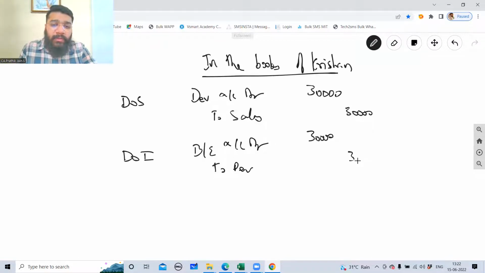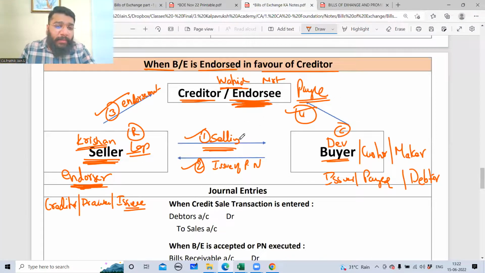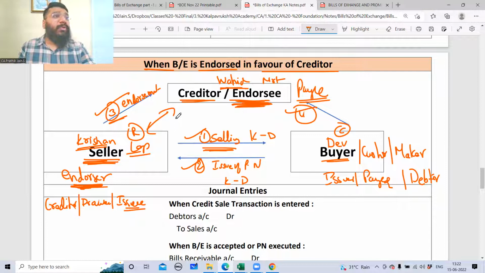30,000, 30,000. So the first transaction is happening between Christian and Dev. The second transaction is happening between Christian and Dev, so both will record. The third transaction is happening between Christian and Wahid, so Christian and Wahid will record. In this case, what is happening, guys?